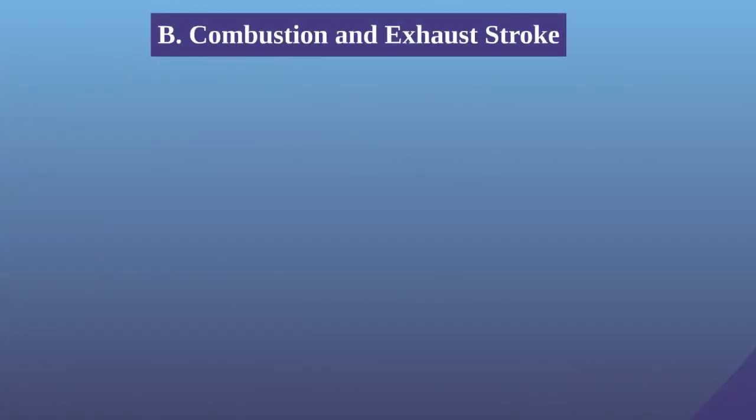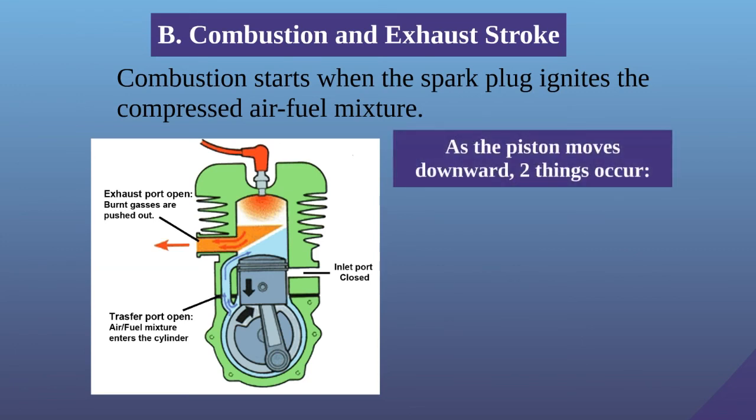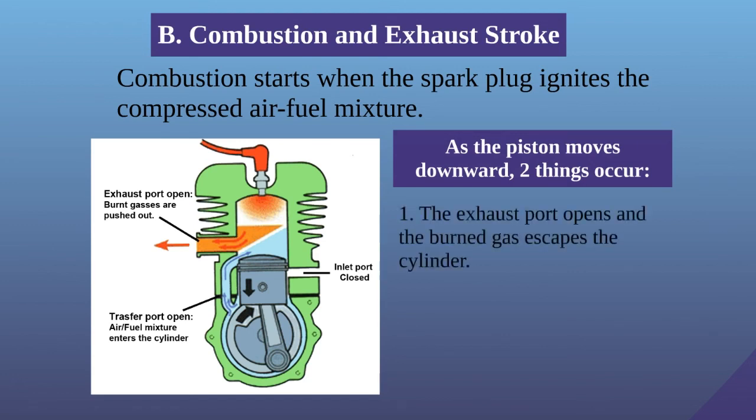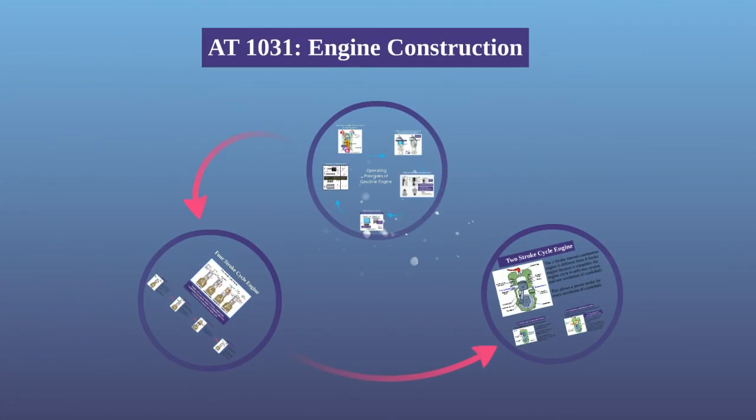Combustion and exhaust stroke. Combustion starts when the spark plug ignites the compressed air-fuel mixture. As the piston moves downward, 2 things occur. 1. The exhaust port opens, and the burned gas escapes the cylinder. 2. The downward movement of the piston pressurizes the mixture in the crankcase, and when the intake port opens, the air-fuel mixture enters the cylinder. This brings us to the end of this topic.